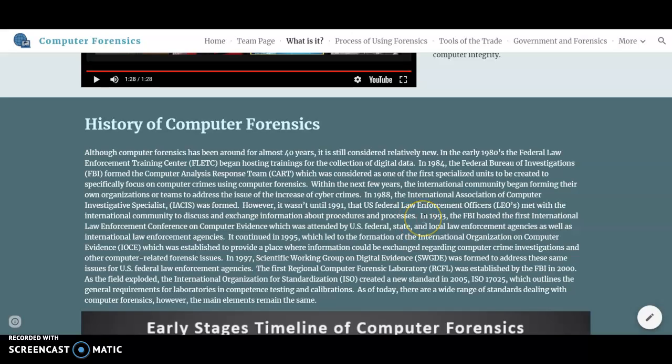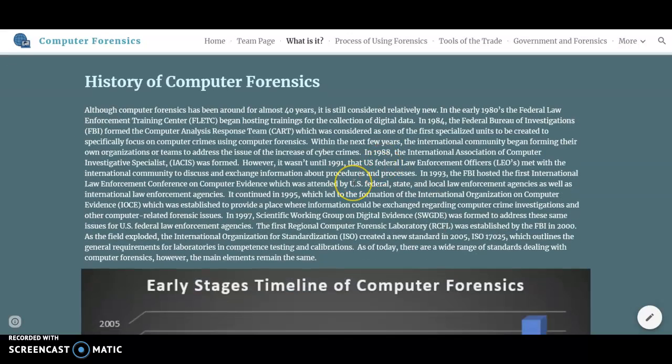In 93, that was when the FBI decided to host their first international law enforcement conference on computer evidence. It was attended by over 70 agencies, between U.S. federal, state, and local law enforcement to international law enforcement agencies worldwide. So they held it again in 95, and because of these meetings, different organizations started forming. So the International Organization on Computer Evidence formed in 95.